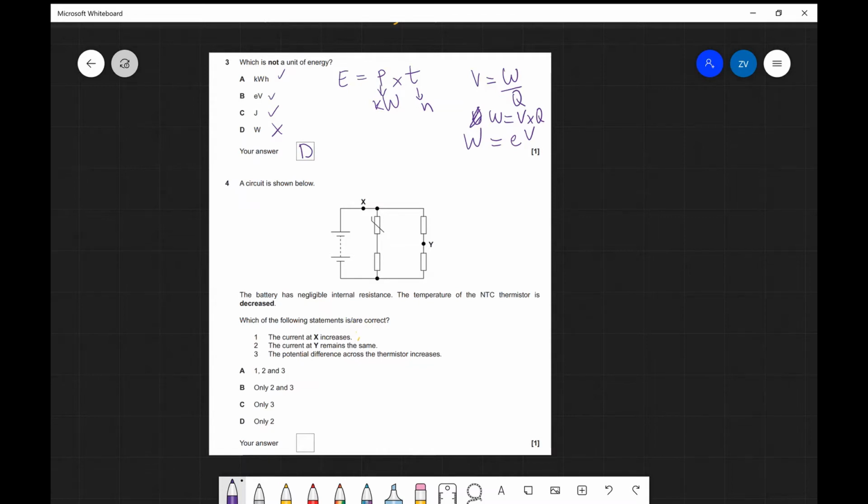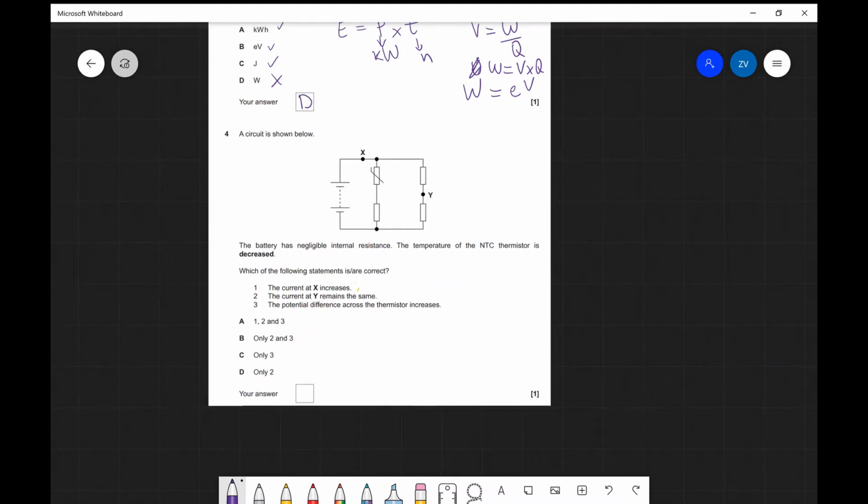Okay, question 4. A circuit is shown below. The battery has negligible internal resistance. Excellent, we don't have to worry about internal resistance. The temperature of the NTC thermistor is decreased. Before I even read the rest of the question, I'm just going to sketch this little graph of resistance against temperature for a thermistor. Now we should know this shape for the exam.